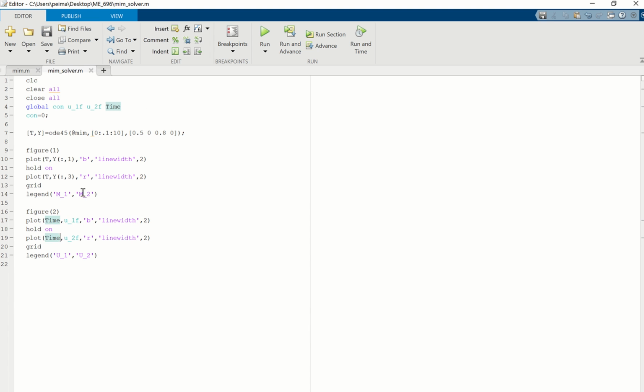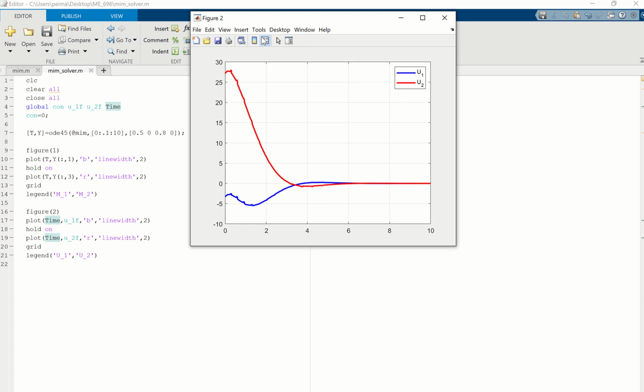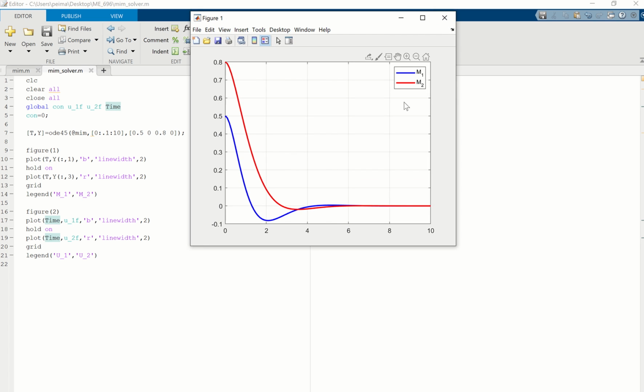This is one method of plotting this. Now if I run this time, oops, you're going to see the control inputs. The blue is for mass 1 that we release from 0.5, and here we release from 0.8. So you have a higher value for the second mass, and both control inputs, as I taught you, go to 0. Because why? Because your masses finally go to 0.